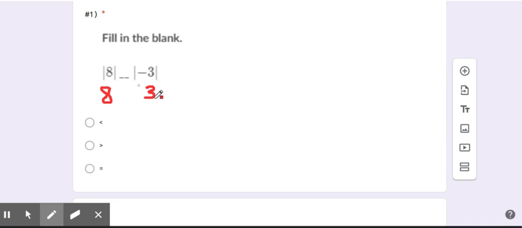So now I want to compare these using less than, greater than, or equal to. So is 8 less than 3? Is 8 greater than 3? Or is 8 equal to 3? Well, you should say 8 is greater than 3, right? So I would choose this option right here.